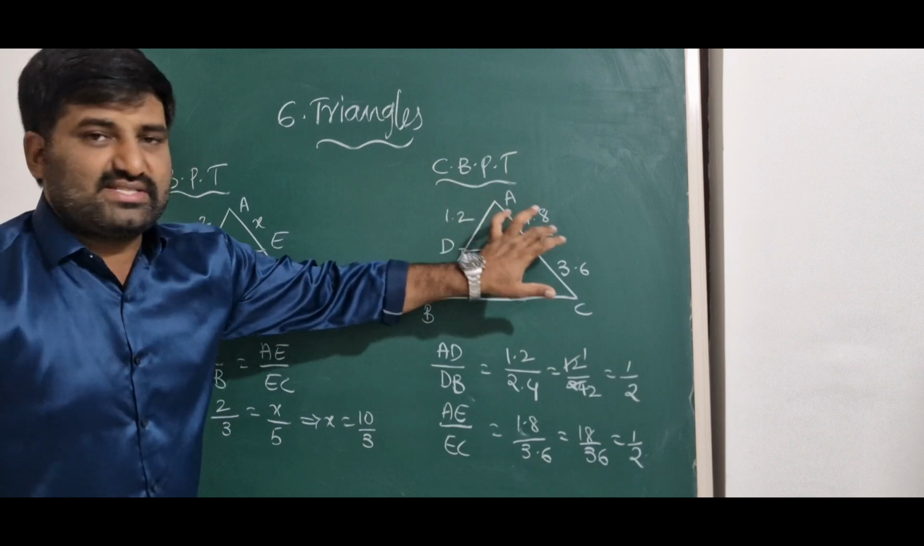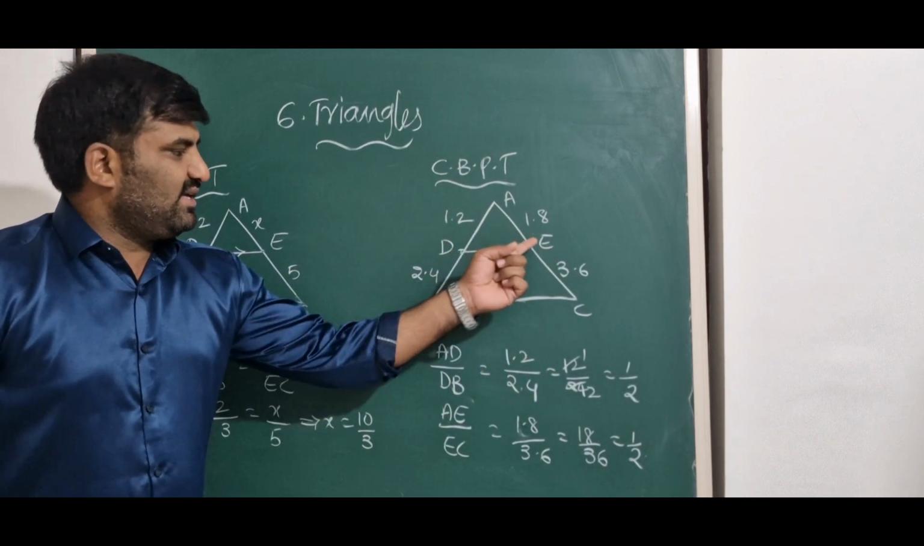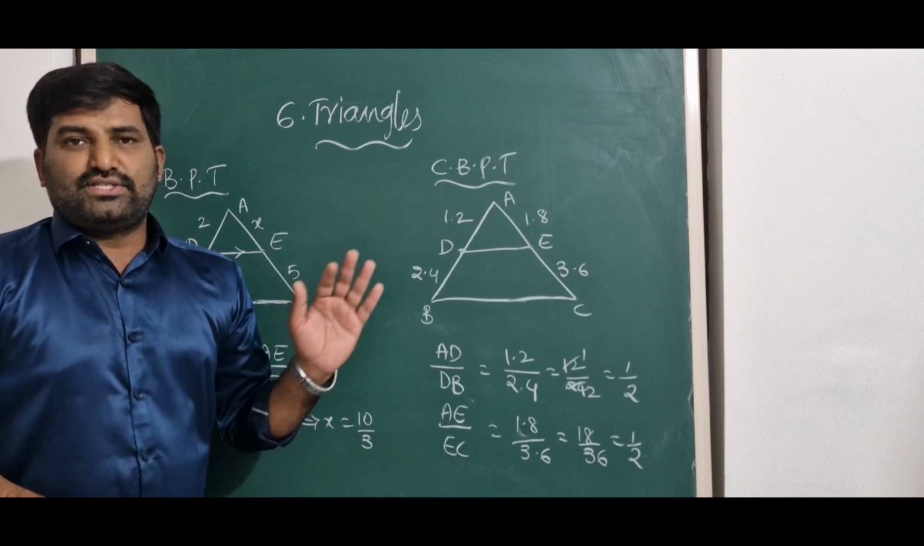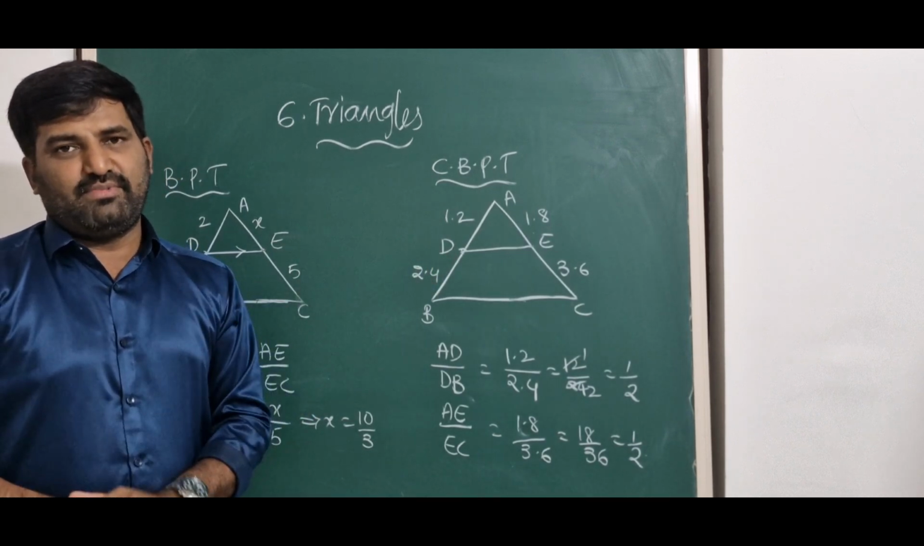Two sides' ratio is equal. When two sides' ratio is equal, then we can say that the line DE is parallel to BC. Like this, you can check whether the lines are parallel or not by using the converse of BPT.